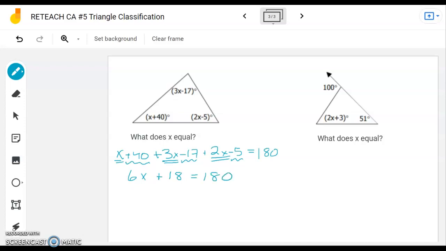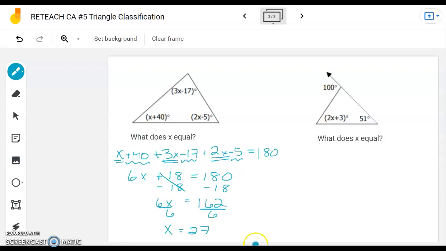And then I'm just going to solve, because now that I've combined my like terms, I need to get that x term by itself. So I need to subtract 18. So 180 minus 18 is 162. So now I have 6x, because that will go to 0, equals 162. And then I'm going to divide by 6. And when I divide by 6, I get 27. So my x is equal to 27.